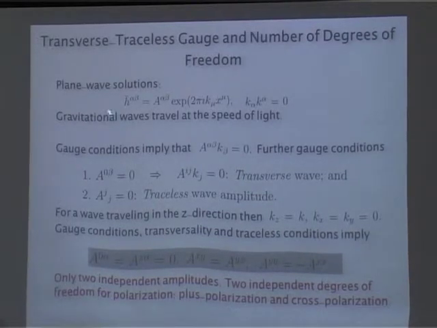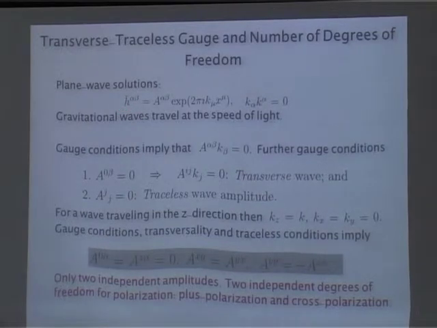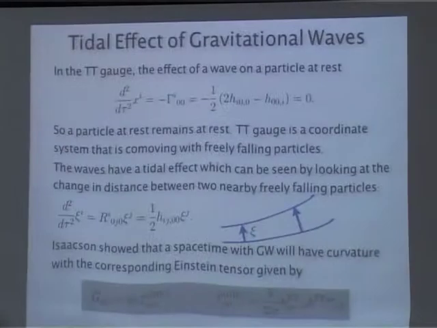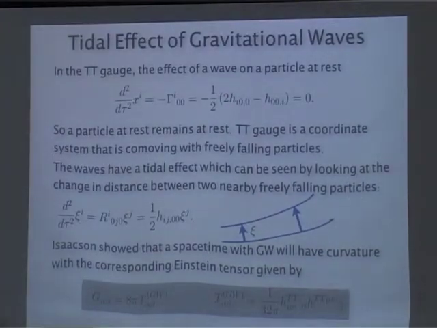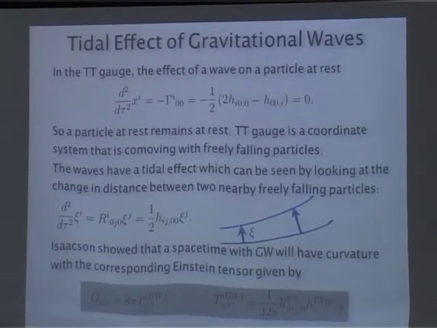So the quantity that comes out of here, h bar xx, which goes like Axx, is called the h plus polarization, and the quantity hxy that comes out of it is called h cross. The reasons for that will become clear in a minute. So we've got 2 solutions, and how do they affect the motion of test particles?